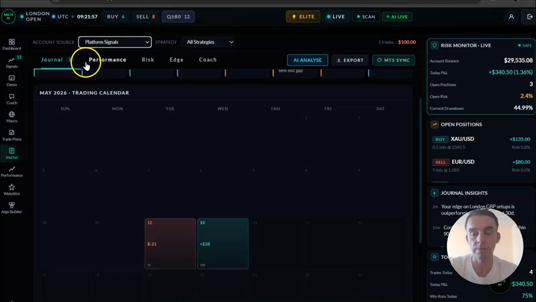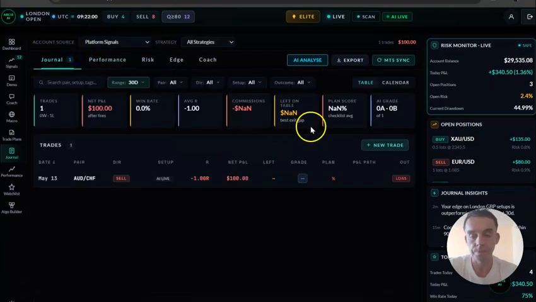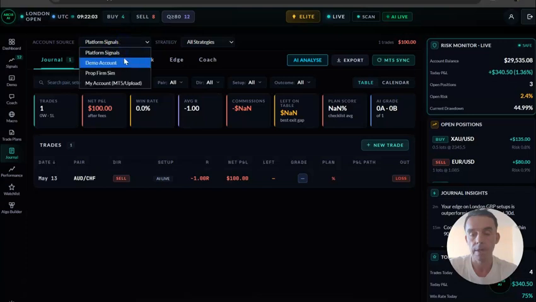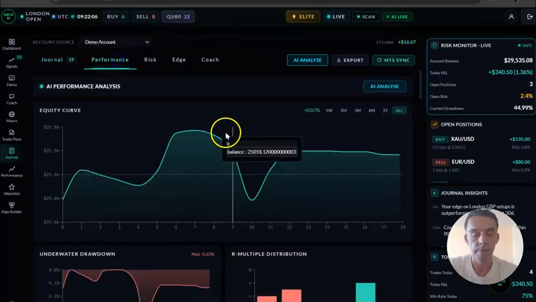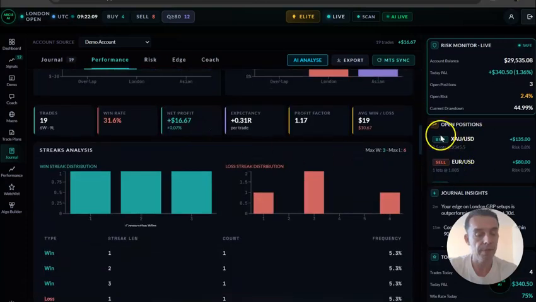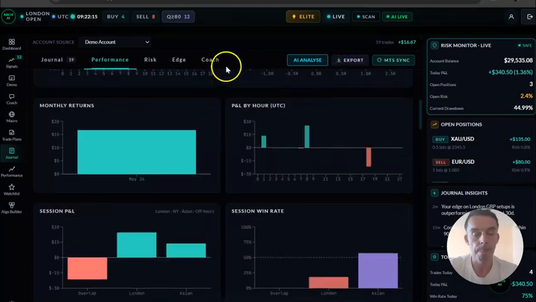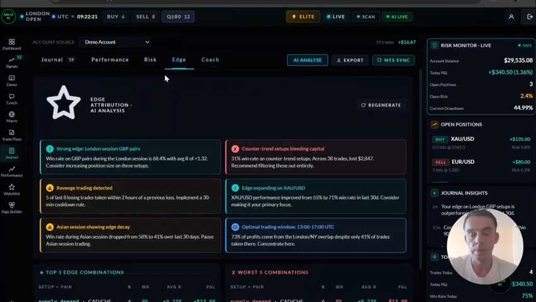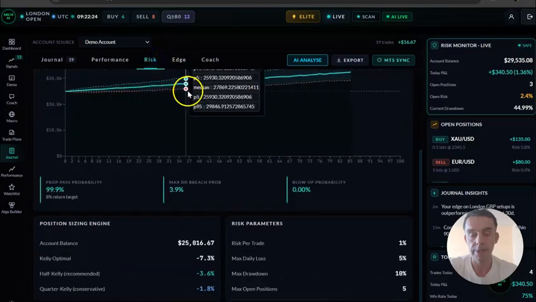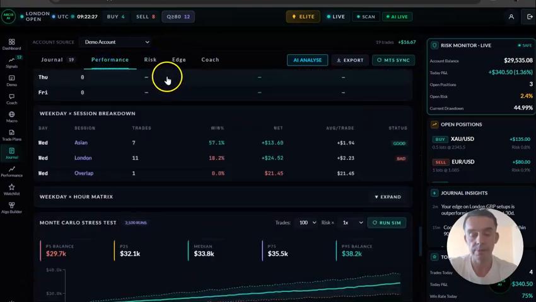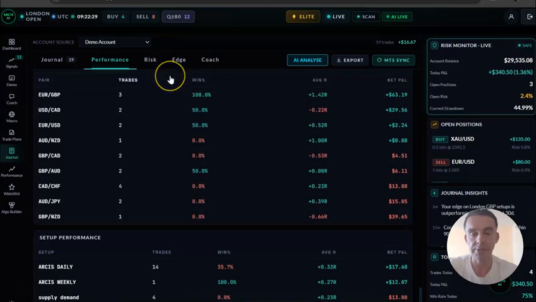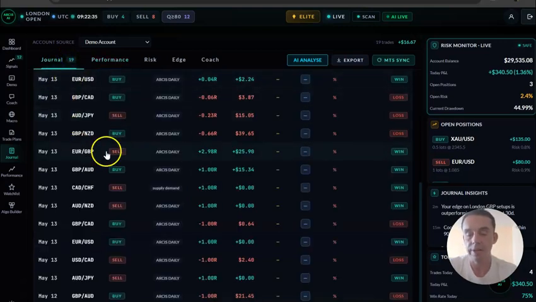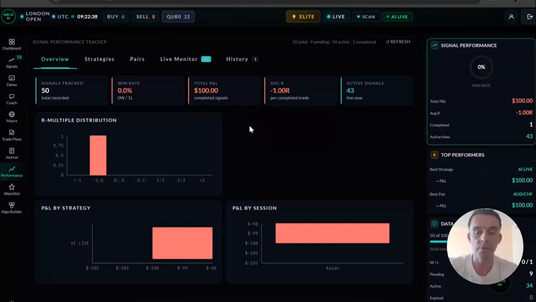For the minute, we have the platform signals. And the demo account. There we go, it's after 2 days. That's just automated. Open positions so far, gold and Euro USD. Journal coach. You have all your edge, your risk, performance metrics, tables, everything here. Everything that's in a professional journal. Most people pay $49 to $99 a month for this. It's all included in the Arcis AI system.